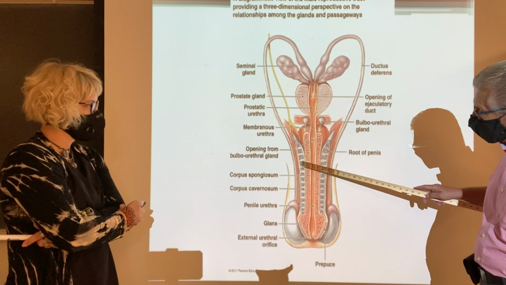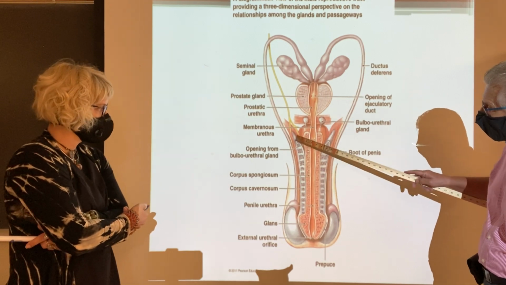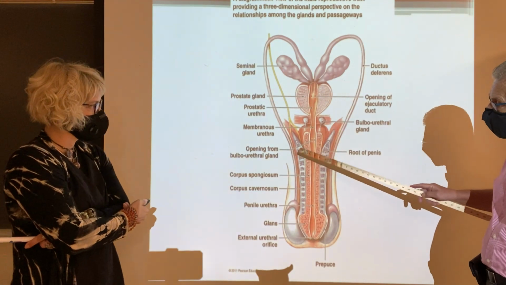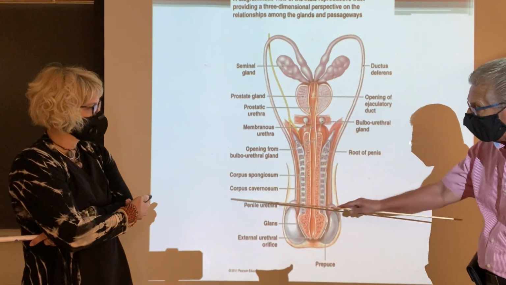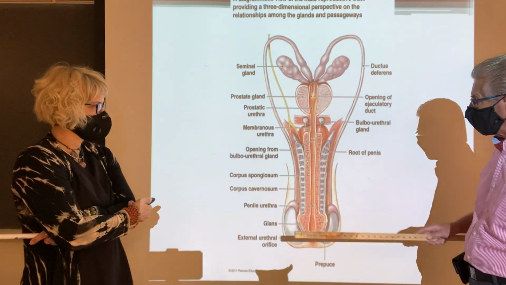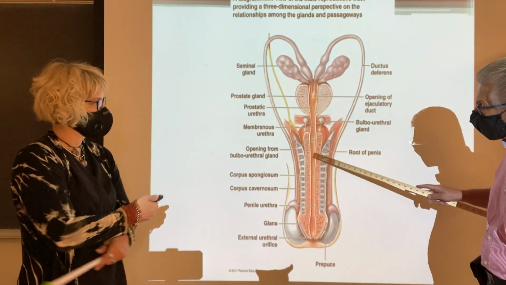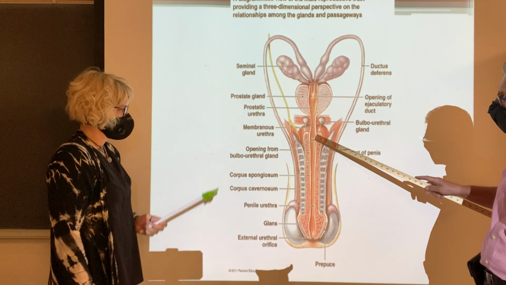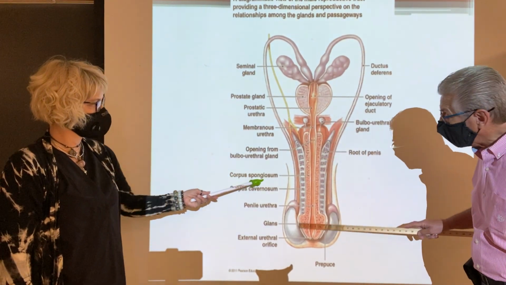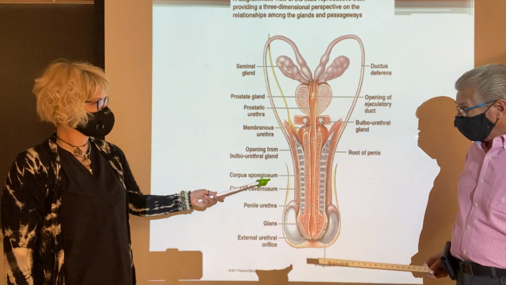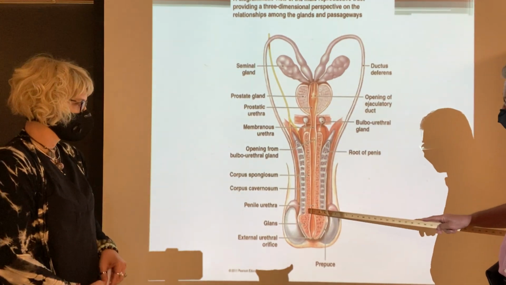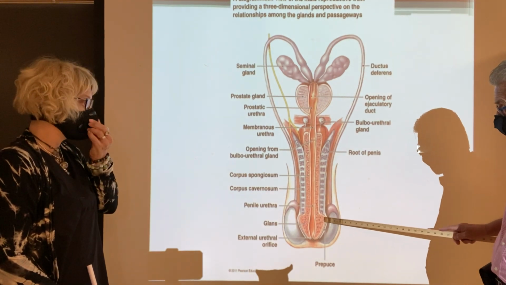Okay, now in this case, I see the erectile tissue. There are two bands, one on each side. This is the corpus cavernosum, and the urethra, the membranous urethra, spongy urethra, is surrounded by the corpus spongiosum. The terminal end, as you can see, is the glans penis.